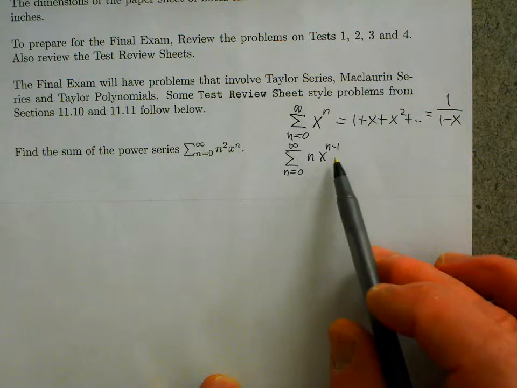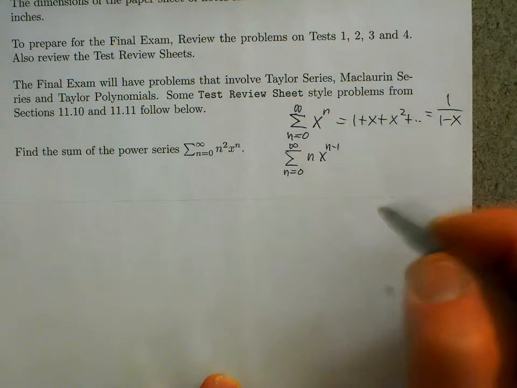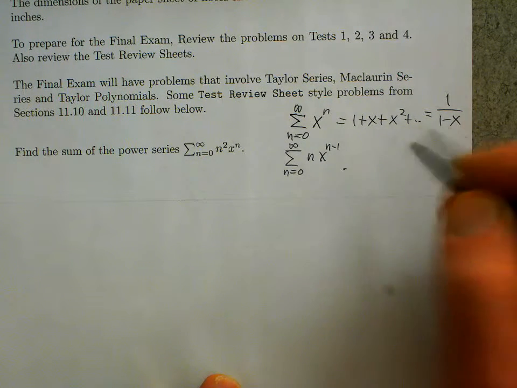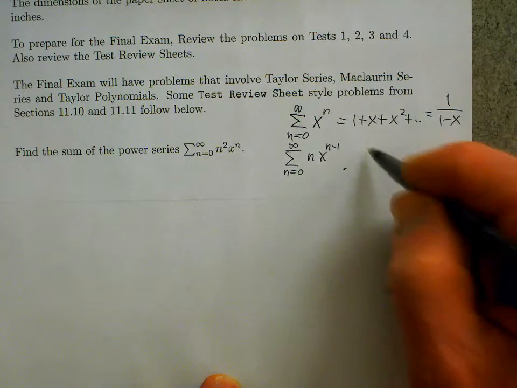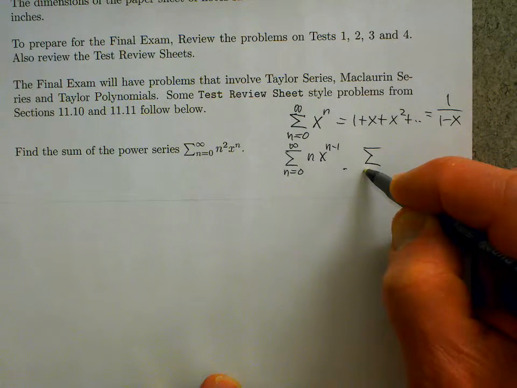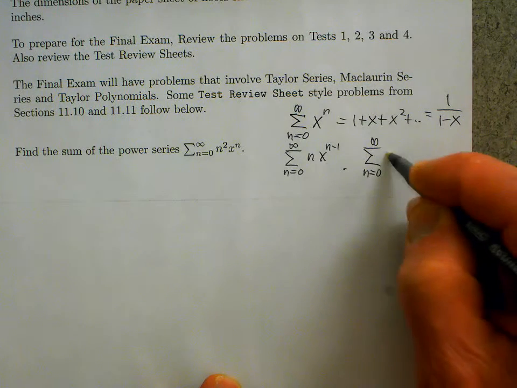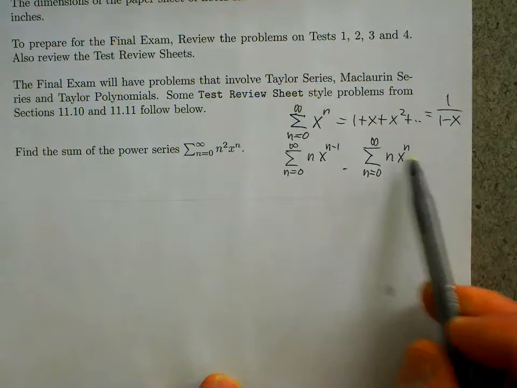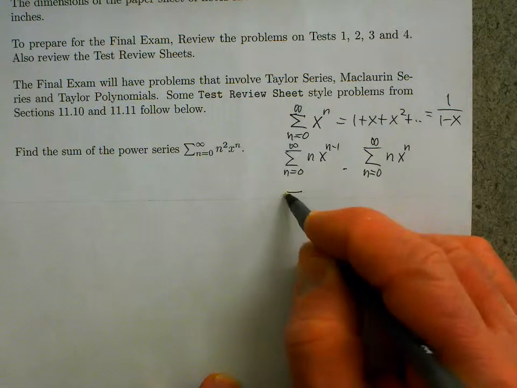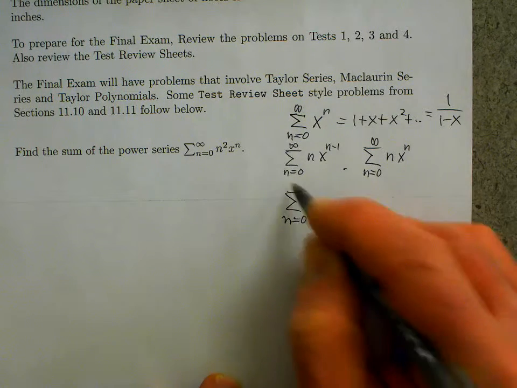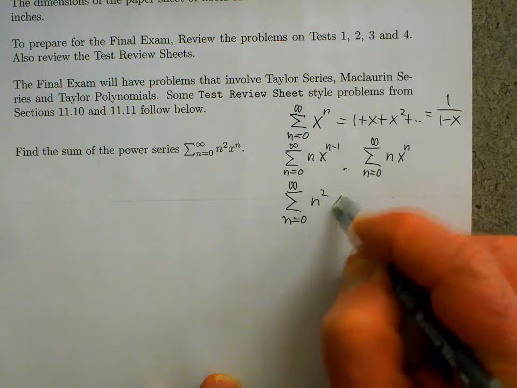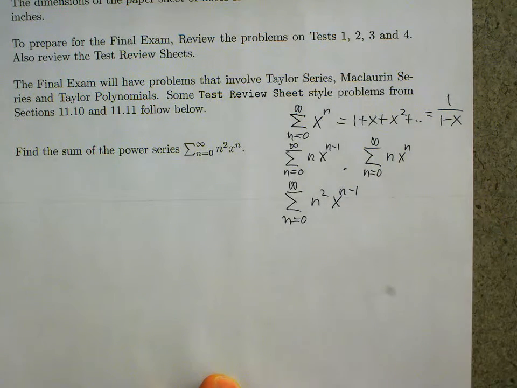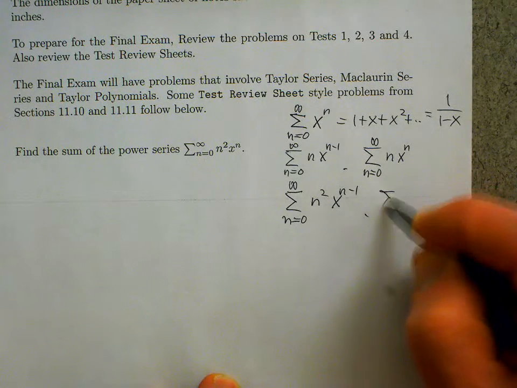And then if I multiply every term by x, I would get the series that looks like n times x to the n. And then if I take the derivative again, I get a sum of n squared times x to the n minus 1. And then multiply every term by x again, I would get the series that I want.